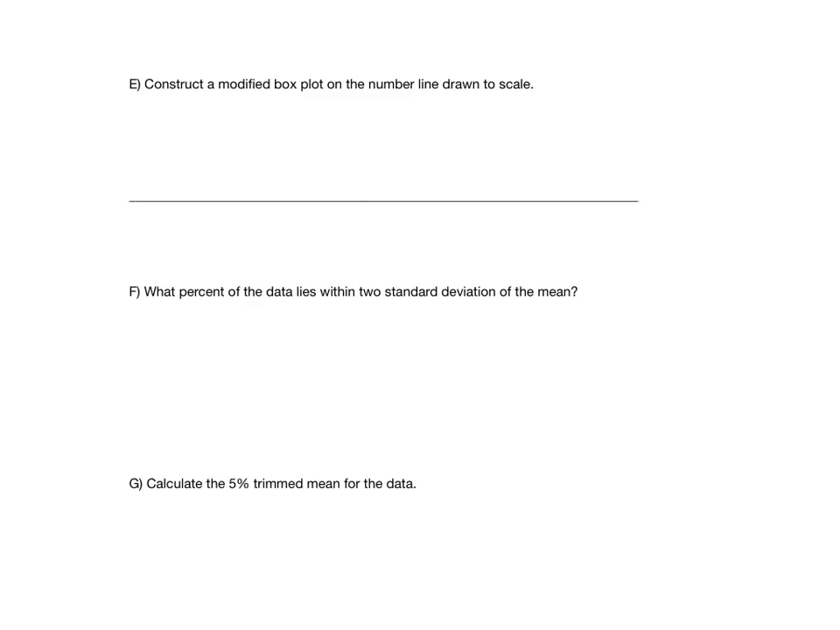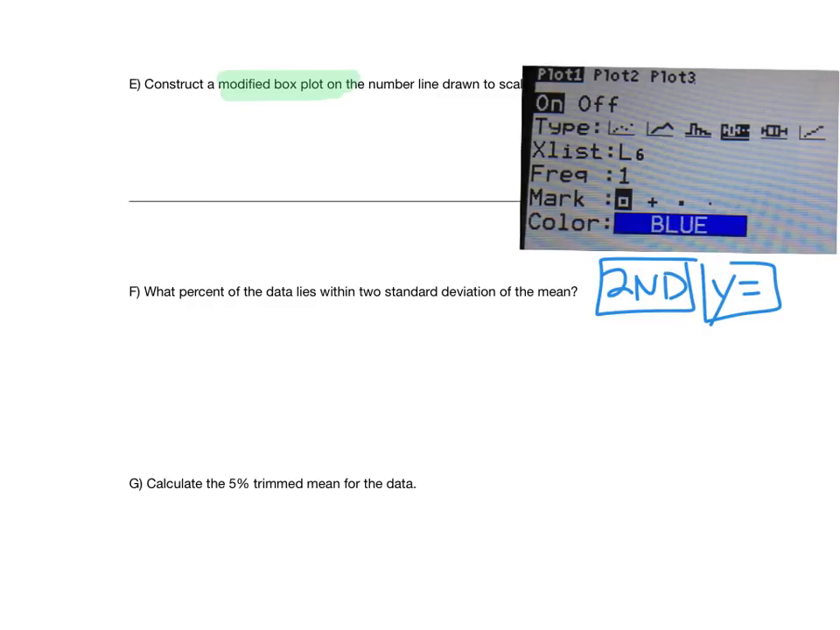Now, one way you can confirm that that 97 was an outlier was to construct a modified box plot on your calculator. If you go to your stat plots, again, second and y equals, the modified box plot is the fourth type, or for the people with the older calculators, the bottom row first type. Make sure your X list matches the list in which you entered your data. And then once again, go to Zoom Stat.